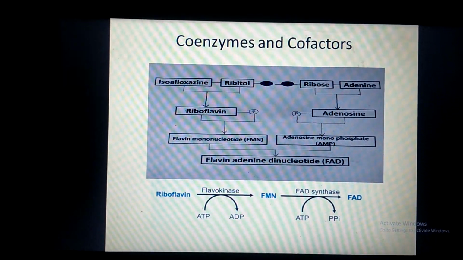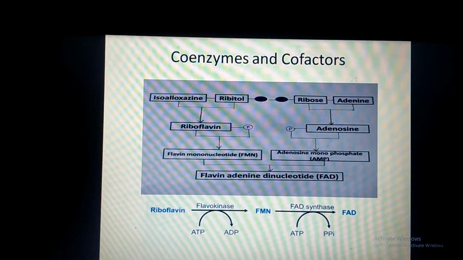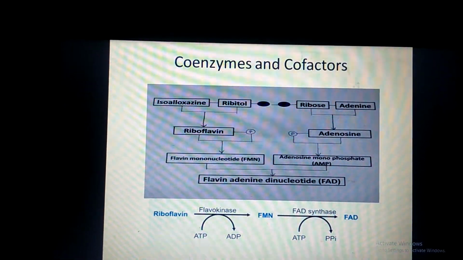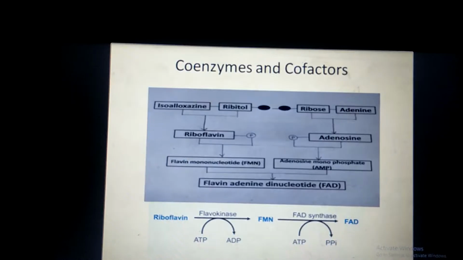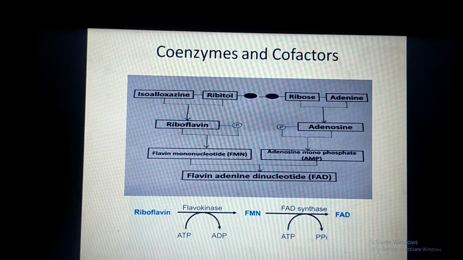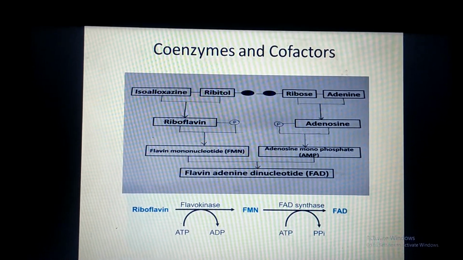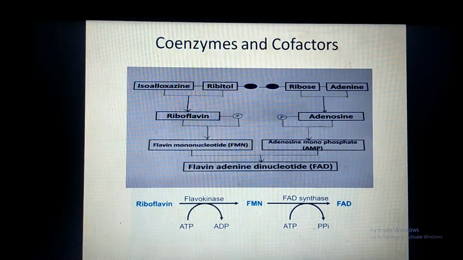This is a structure of FAD, flavin adenine dinucleotide. It is also a dinucleotide made up of again two nucleotides, that is flavin mononucleotide FMN and adenosine monophosphate, that is AMP.